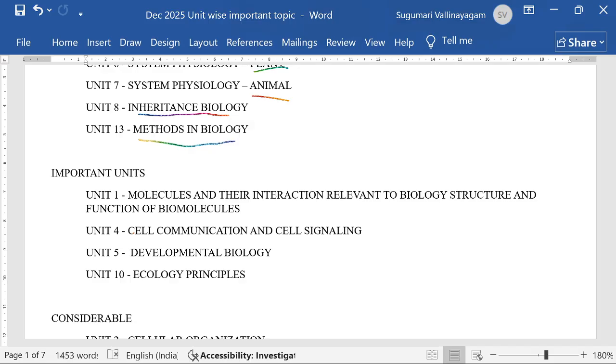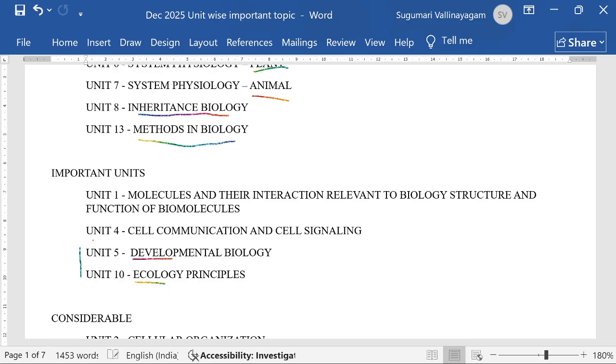Second, cell communication and cell signaling. Here we also have many pathways. And the fifth unit, that is developmental biology, and then ecology. So these two, unit 5 and unit 10, have some importance, but less. If you refer to some topics, you can easily answer and get some marks.